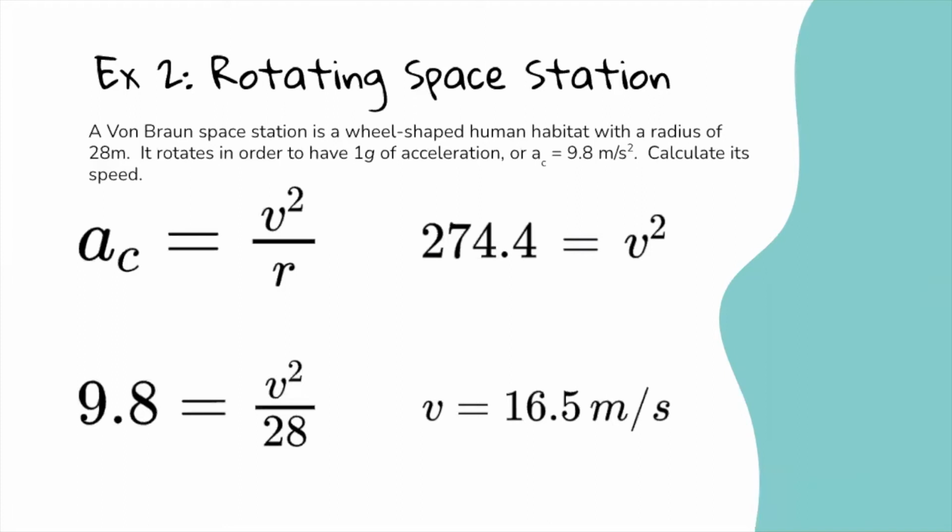If you said B, 87.4 meters per second, that means you accidentally did order of operations wrong. In step 2, you square rooted 9.8 instead of multiplying by 28 first. You need to do multiplication before a square root. If you said 274, then you forgot to take a square root on the last step. So the correct answer was A, 16.5 meters per second.